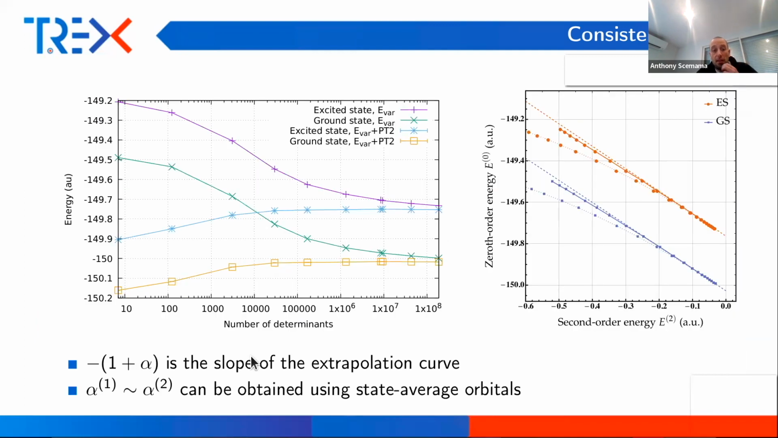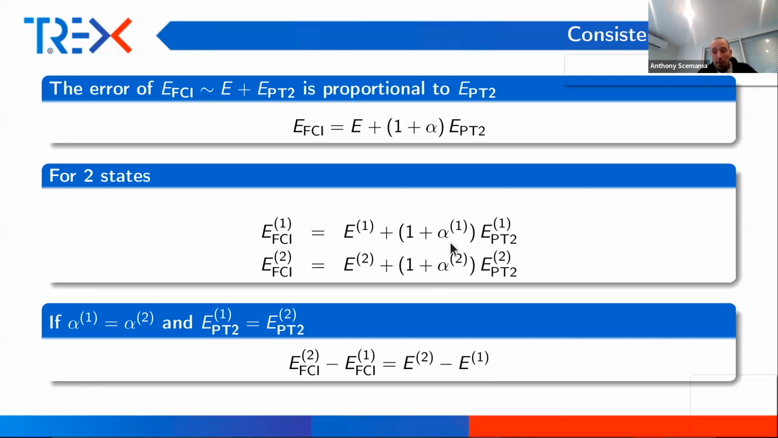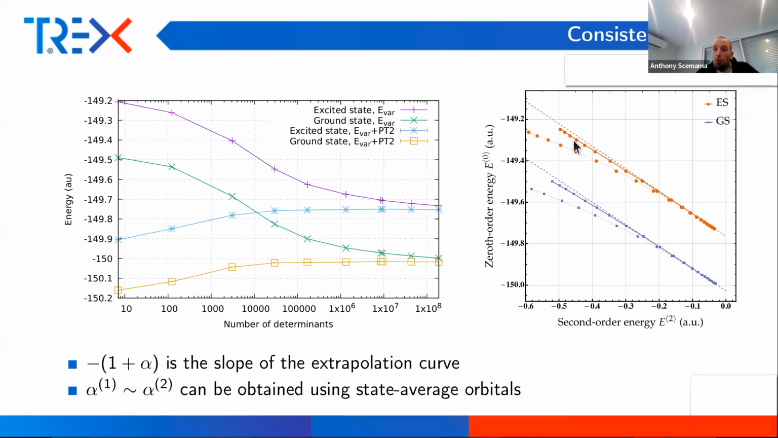And so what is this alpha here? Basically, it's the slope of the extrapolation curve. So if the slopes of the extrapolation, if these two curves are parallel, then you see that for the same value of the PT2, if you have a constant value of the PT2, then you basically get the full CI energy difference.